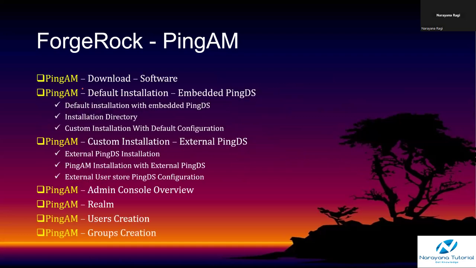And now coming to the PingAM course. What PingAM topics are we providing in these videos? How to download the software and how to install it. We have different ways of installation, like the default installation with embedded PingDS. Inside that default installation, again we have multiple ways to do it. One is the default installation with embedded PingDS and the installation directory. After installation, where the files exist in the default location and the Tomcat location.